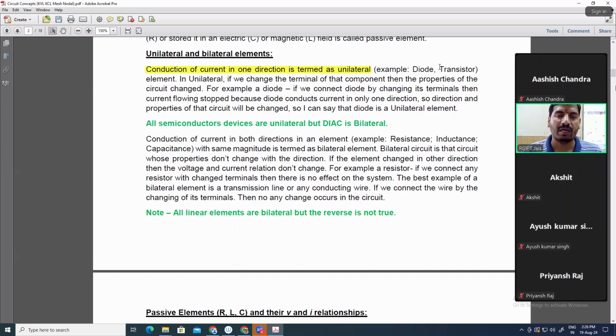An example of bilateral elements you can consider is the passive ones. Excuse me, sir, then what about a Zener diode? A Zener diode is also considered unidirectional. It is also a unilateral element, but it conducts current in reverse bias. So it is conducting in only one direction, right? Yes. It is not conducting in forward bias. It is conducting in reverse bias only. Okay, thanks.